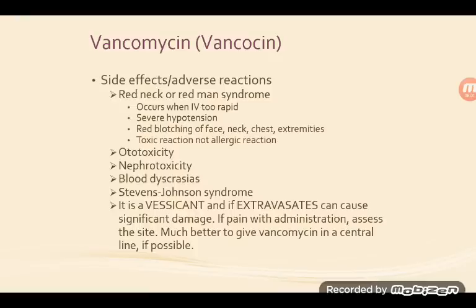Stevens-Johnson syndrome, which is a systemic inflammation, can occur. You'll see it in the skin, and it'll need to be treated with steroids. It is a vesicant, and if it extravasates, can cause significant damage. If there's pain with administration, assess the site. It's much better to give vancomycin in a central line if possible.